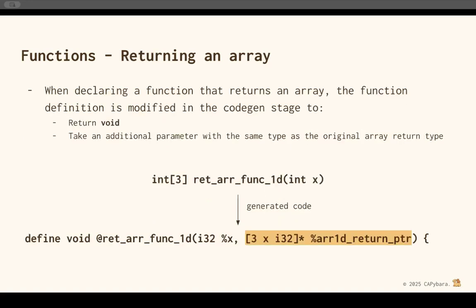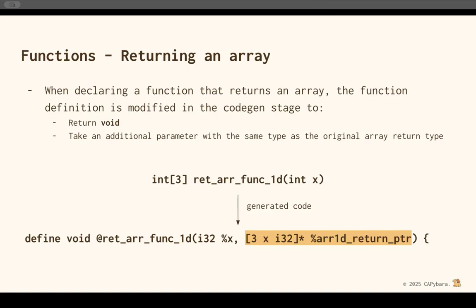Okay, so when we're returning an array from a function, we retain the same pass by value semantics. So we also return arrays by value. In addition, we also require that the user specify the type and the size of the array at function definition time. In order to support returning arrays, we slightly modify the function signature of any function that returns an array, and we do this during the code generation phase.